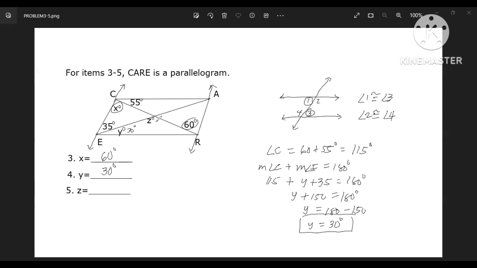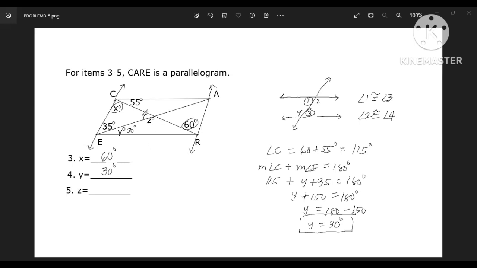Now, how do we solve for Z? Okay. We can solve for Z by first solving for angle CZE, no? This angle. Kailangan makuha muna natin to. Why? Because this angle is a linear pair to angle Z. Ano ibig sabihin ng linear pair? These two angles form a straight angle, no? Okay, so ganun ang linear pair. This is 180 degrees, right? Straight angle. So pag nakuha natin to, we only subtract this angle from 180 to get Z, okay?